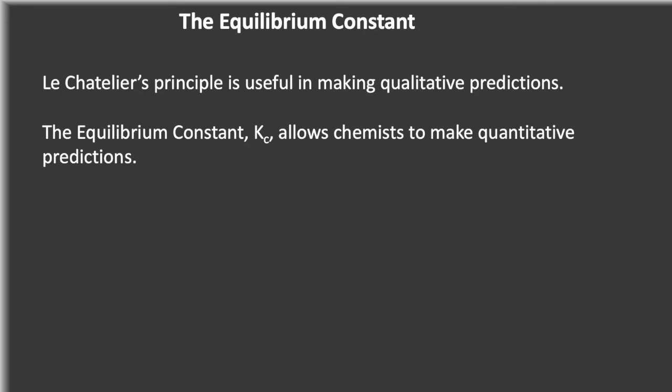So, how do we expand these ideas into A2? Well, we can now introduce the equilibrium constant, which is capital K and a little c. Don't confuse this with the rate constant, which is, of course, a lowercase k. This allows chemists to make quantitative predictions.